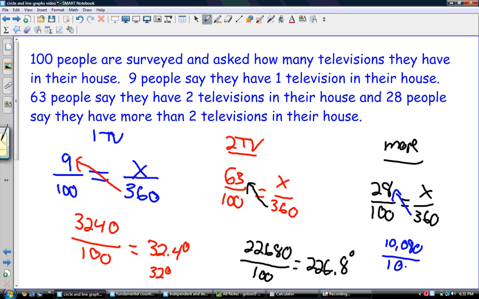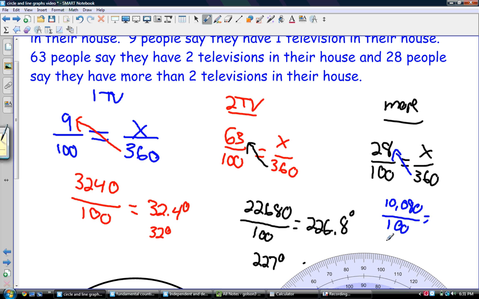And then divide that by the 100. And of course that's just going to give me 100.8. So I will round that off and make that section 101 degrees. Now, before I actually go and construct the circle graph though, I'm going to make sure that I did these right.